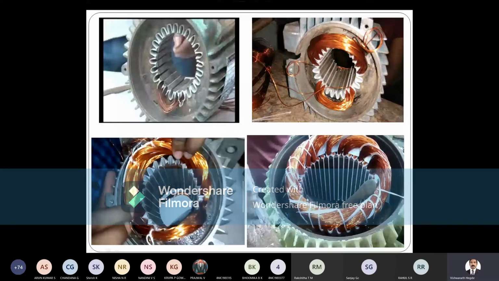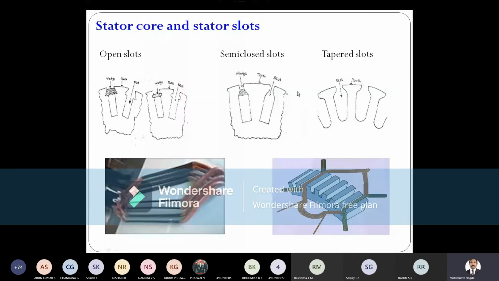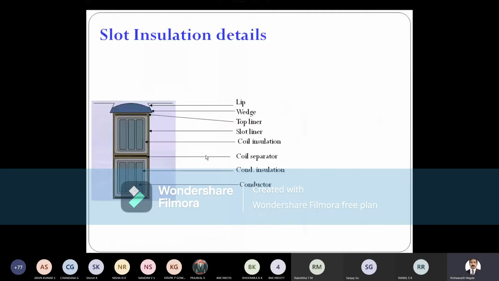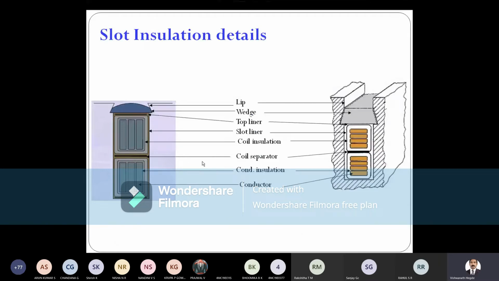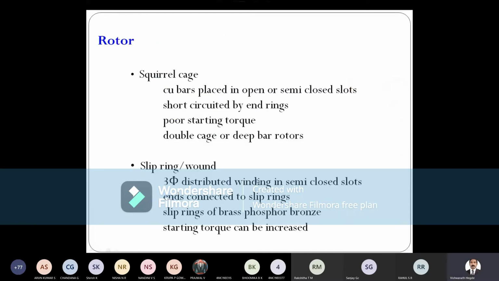Here you can see these are the coils which are diamond shaped. They are in case of big induction motors. In case of small induction motors, the coils are oval shaped and the conductors used are circular thin conductors. Okay. We also saw the insulation details of the slots to get you an idea how it is done. Then let us go into the details of the rotor.